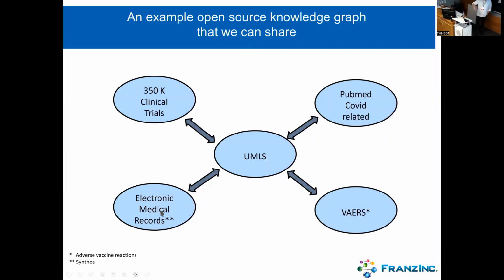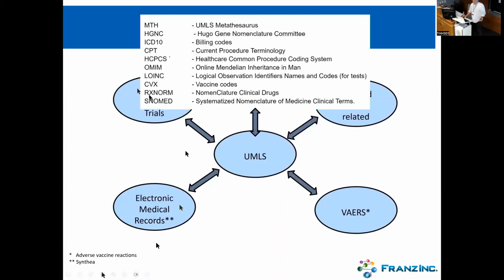We can give you a data set with 10,000 patients, 100,000, or 10 million patients, in case you want to test the scalability of this. Then at the heart, the thing that ties everything together in knowledge graphs is this thing called UMLS that I just described.